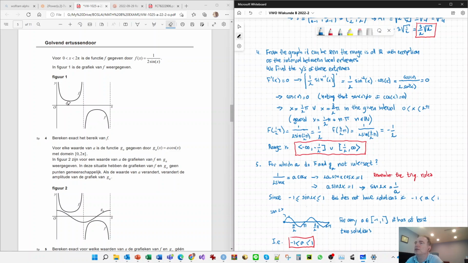Okay, so now we need to find the y values of these extremes. So just plug in these numbers here. The sine of 1/2 pi is 1/2 square root of 2. So that's something you have to remember to do these exams. And in a very likely scenario that will come up. So you need to know the signs of the standard angle, 30 degrees, 45 degrees, 60 degrees, etc.